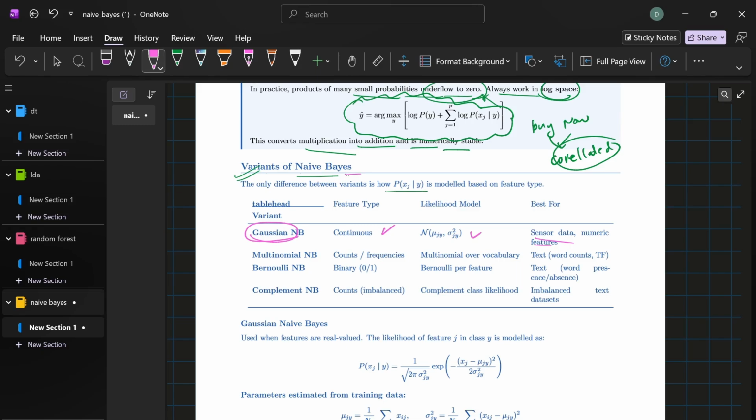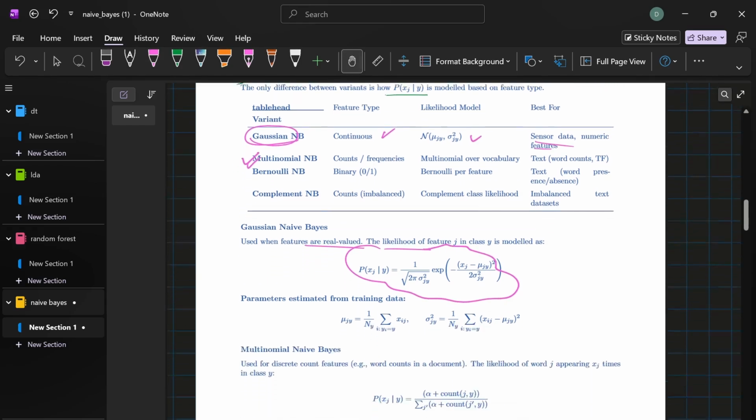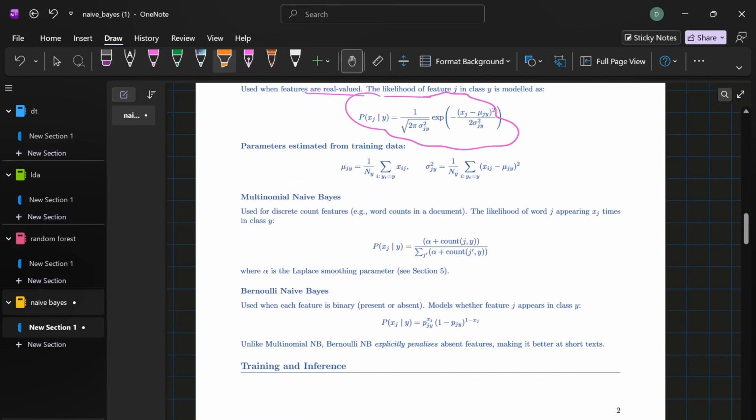During training, you just compute the mean and variance of each feature for each class. During inference, you plug values into the Gaussian formula. The second one is the multinomial naive Bayes, for count data like word counts in a document. This is the classical spam filter variant.